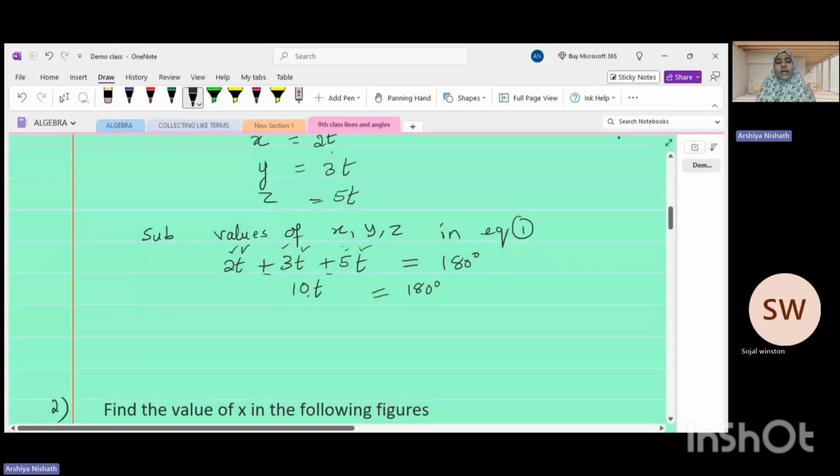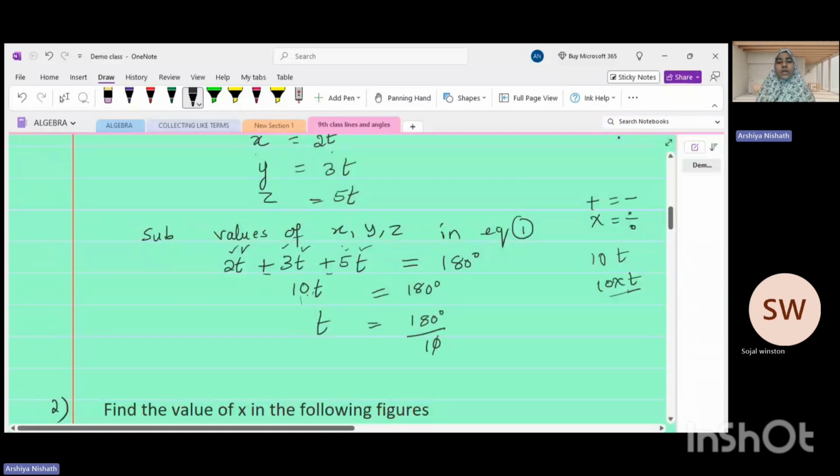Now 10 and T are under multiplication. 10T is nothing but 10 into T. So it is under multiplication. I want only T here, this side. When any number goes that side, it takes a reverse operation. When multiplication goes that side, it becomes division. Addition goes that side, it becomes subtraction. Similarly, here multiplication is there. When multiplication goes that side, what will happen? It becomes division. So it is nothing but 180 by 10.